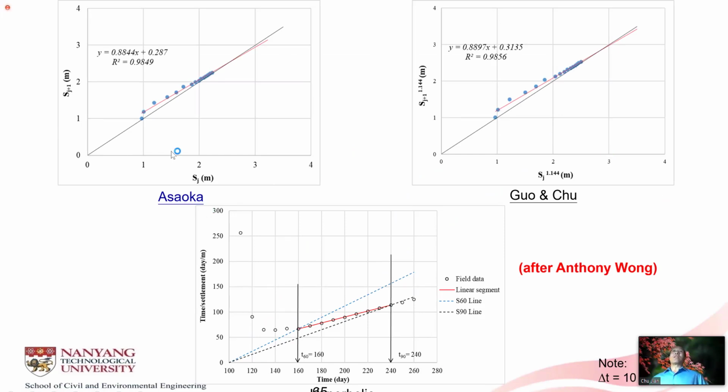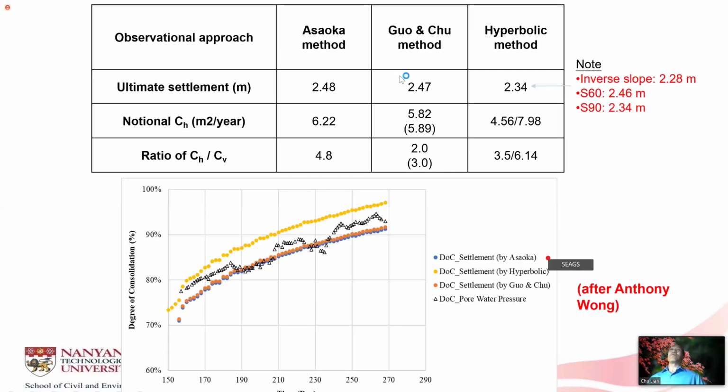And using the settlement data, the Asaoka's plot, hyperbolic plot, as well as Gore's plot was constructed over here. And from here, we will be able to estimate the ultimate consolidation settlement. If you use Asaoka, you get 2.48. If you use Gore's method, you get 2.47. If you use hyperbolic, you get 2.34. So there are some differences, but in general, the differences are not that significant.